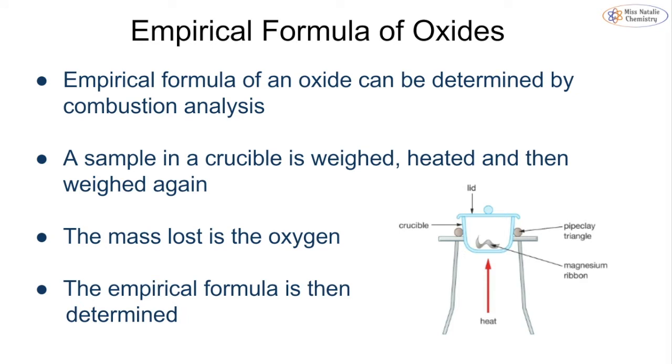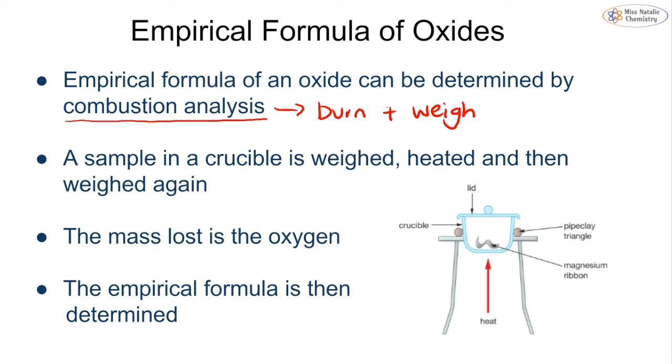Now we can calculate the empirical formula for a substance in lots of different ways. We can use that information that would be given in a question, or if we have a specific oxide, we can determine it using combustion analysis. And combustion analysis is essentially we burn the substance and we weigh it to figure out its mass, and we then determine how much oxygen has been lost.